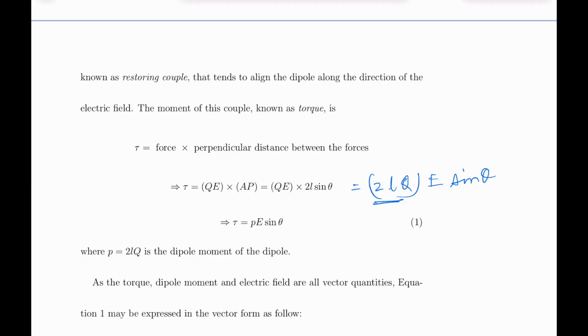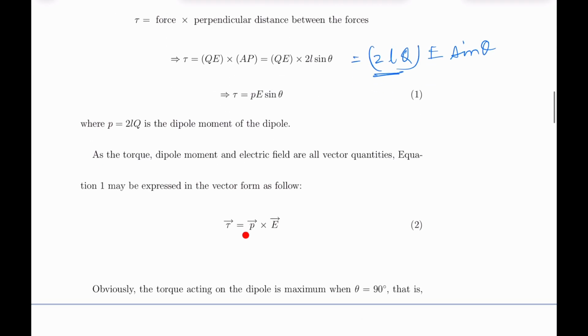P is the dipole moment of the dipole. As the torque, dipole moment and the electric field are all vector quantities, equation 1 can also be expressed as tau equal to P cross E, because A cross B is AB sin theta. So P cross E is PE sin theta.